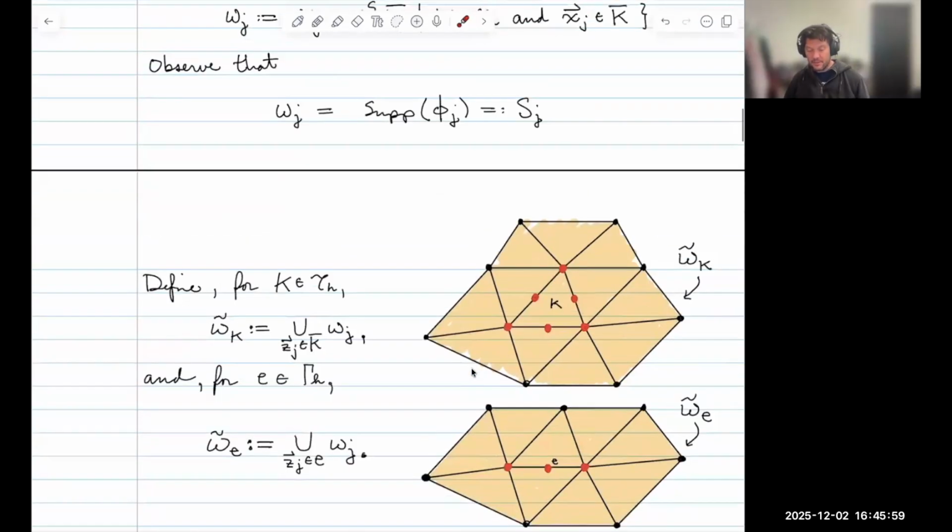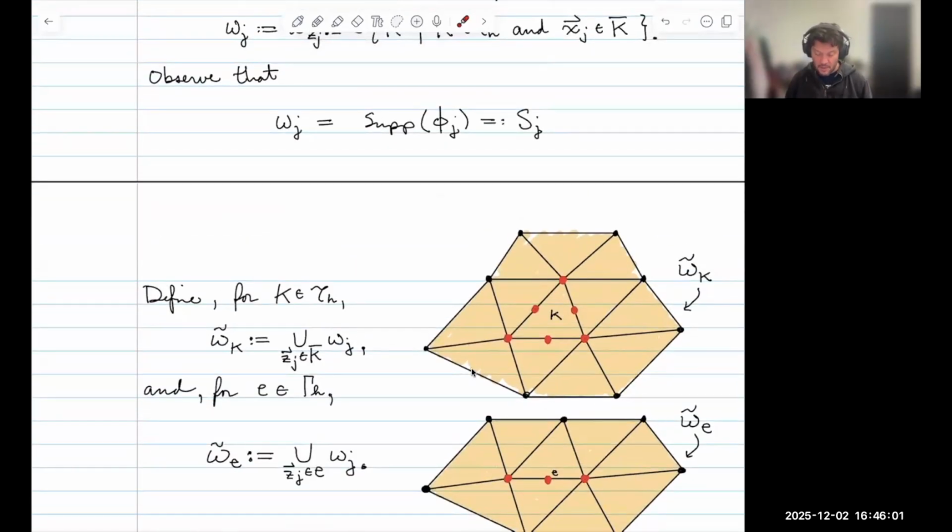Now it turns out that's not good enough for our purposes. We're going to need an expanded set called the k tilde omega tilde k set. That's going to be the union of all omega j's such that zj is in the closure of k. So it's much easier if I draw a picture. Here's my set, here's my triangle k. This is defined for each k in the triangulation.